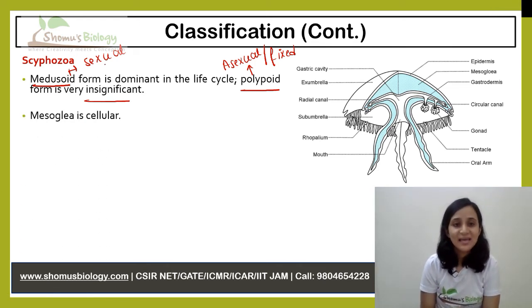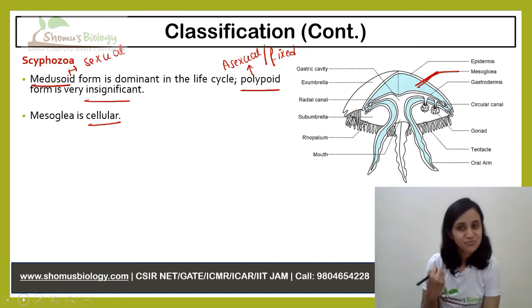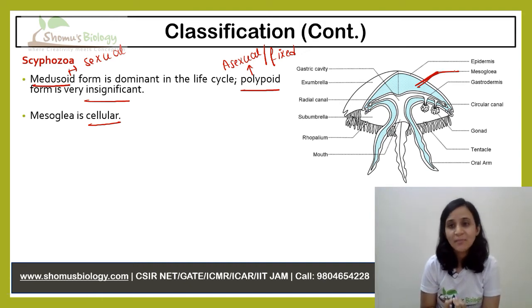Second, mesoglia is cellular. So mesoglia is actually this part. So we know that mesoglia is found between ectoderm and endoderm, and in the previous cases we have found that mesoglia does not contain any cell, but in this case of Scyphozoa, here mesoglia contains some cells. So this is the difference.